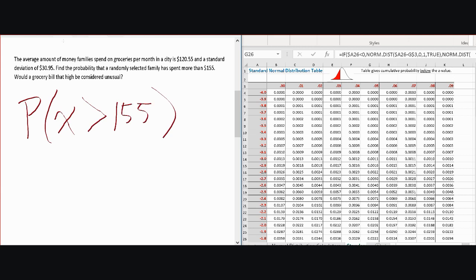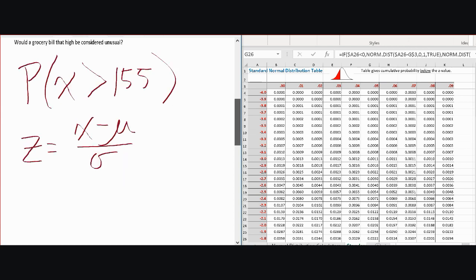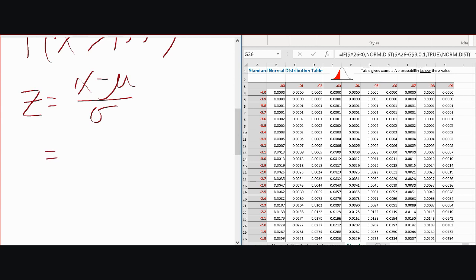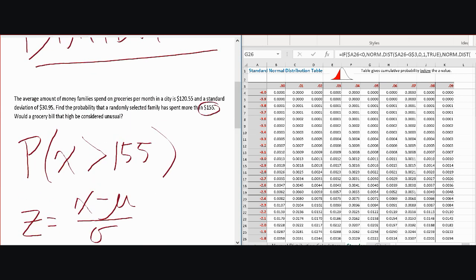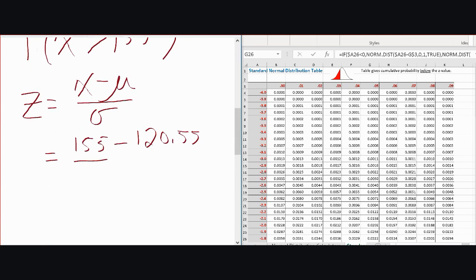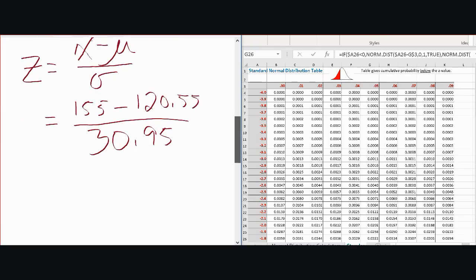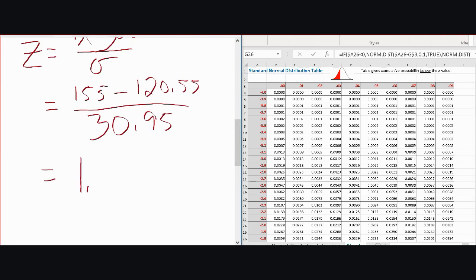Remember, in order to find probabilities, we need to calculate the z-score. The z-score is given to us by X minus the mean divided by the standard deviation. X is the value they're asking us about. The mean and the standard deviation are given to us in the problem. So X is 155. The mean, they tell us right in the first sentence, is $120.55, and the standard deviation was $30.95. Calculating this with some rounding, we get a z-score equal to 1.11. So that's our z-score.